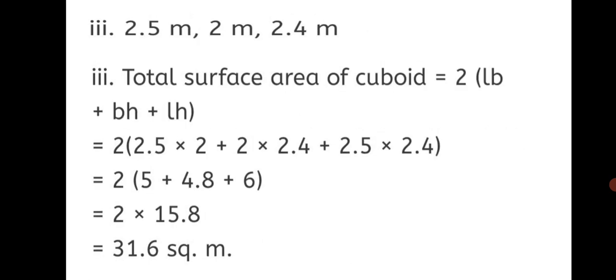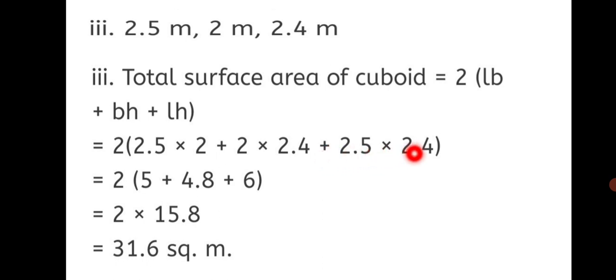Third sum. Length, breadth and height is given. We write the formula. Total surface area of cuboid is equal to 2 times length into breadth plus breadth into height plus length into height is equal to 2 times, substitute the values, 2.5 into 2 plus 2 into 2.4 plus 2.5 into 2.4. Don't forget to put the addition sign in between.